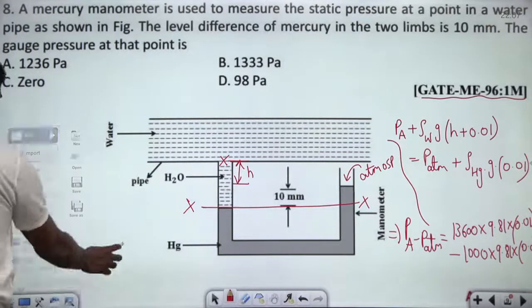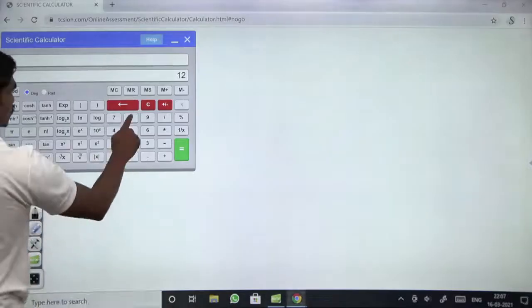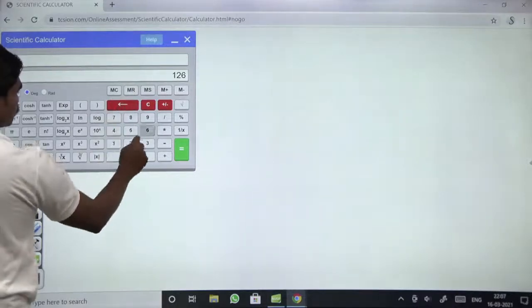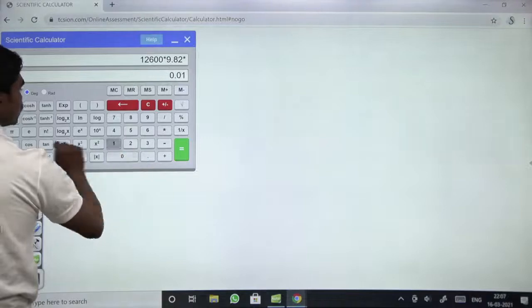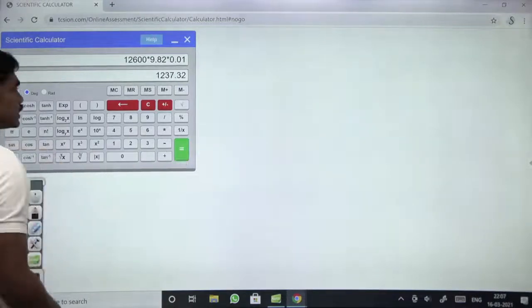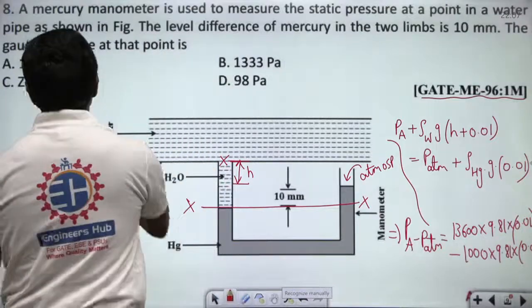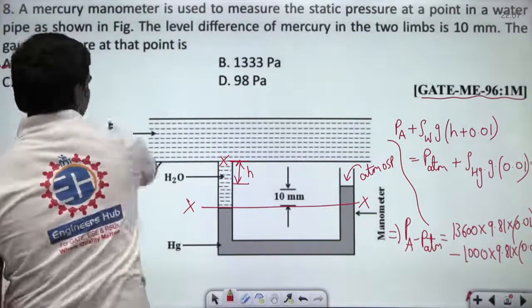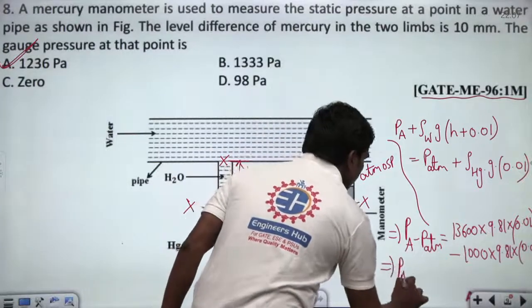So let us calculate this value. 12,600 into 9.81 into 0.01. So if you do this, 1237.32. So if you see 1237.32, so 1236 could be the nearest answer to this. Okay, approximately, because in GATE you can always choose the most appropriate answer.